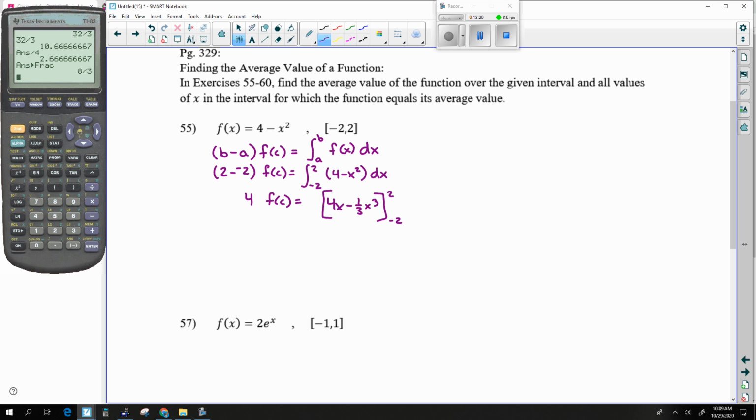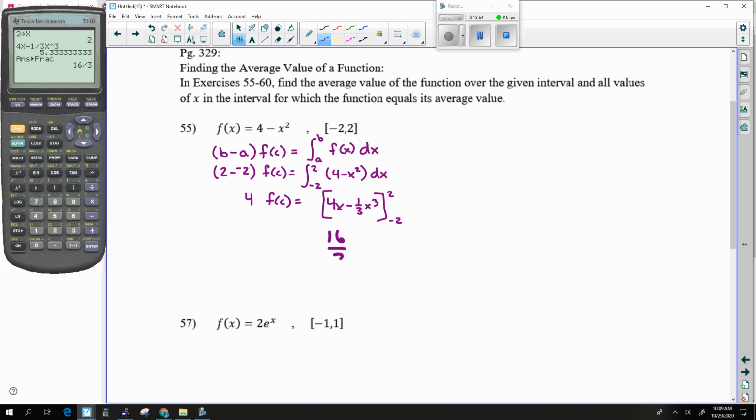All right, here is where I use my calculator to help with these calculations. I'm going to evaluate this at 2, and then I'm going to evaluate it at -2, and then, in essence, subtract these answers. So here's what this is going to look like. I use my calculator, and I store 2 in for x, and I plug it in. So 4x minus 1/3 x to the third. That answer is 16/3. So that's what I write.